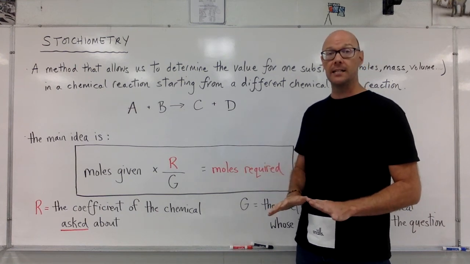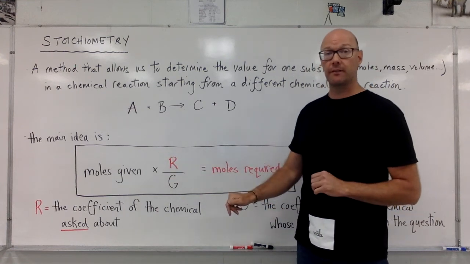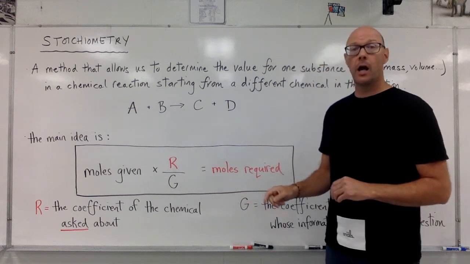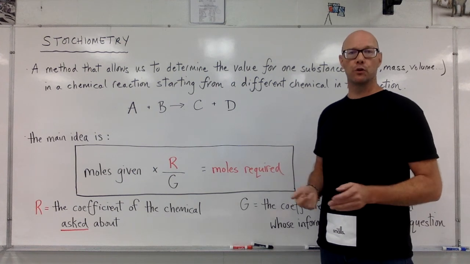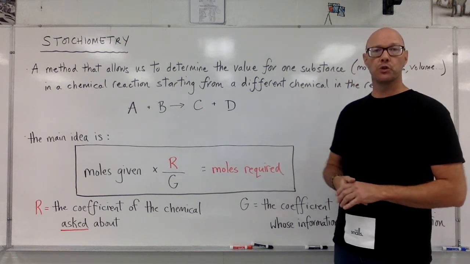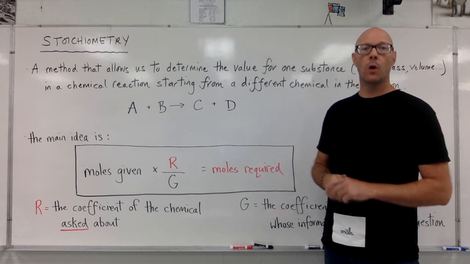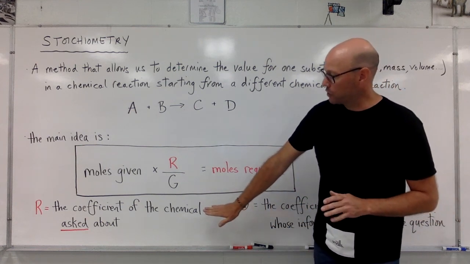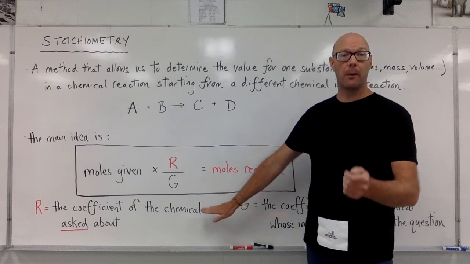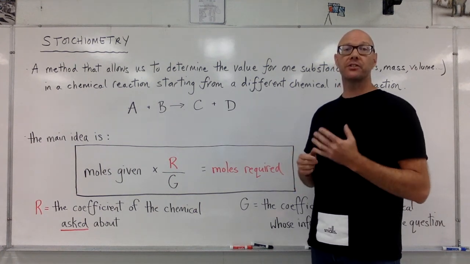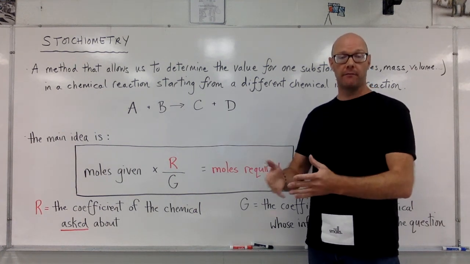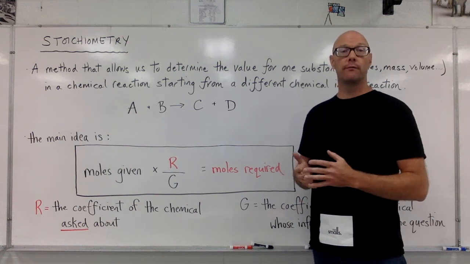The underlying idea is that moles given multiplied by R over G, this is the mole ratio, R over G, equals moles required, where R is the coefficient of the chemical you're asked about. It's required. What was the mass of it? What was the moles of it? What was the concentration or the volume of it?